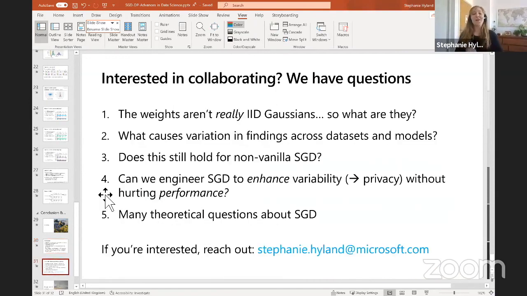We're very interested in collaborating on this. There's a lot of unanswered questions and more follow-up work to do. So if you are interested in this topic, please reach out to me. Some of the questions we have are, of course, around relaxing this assumption about IID Gaussian, also understanding, since we have these 4 different data sets, where the differences are arising from, what about variance of SGD, what about engineering SGD, and then, of course, all of the very many theoretical questions about SGD.